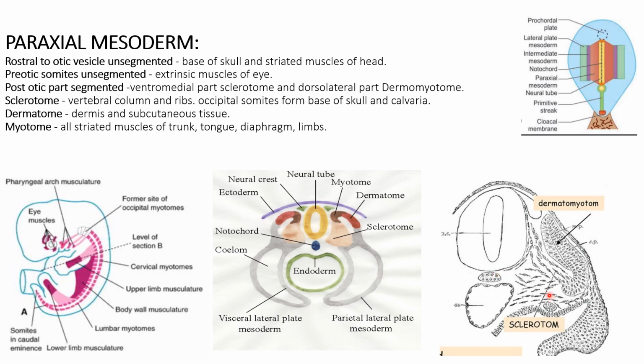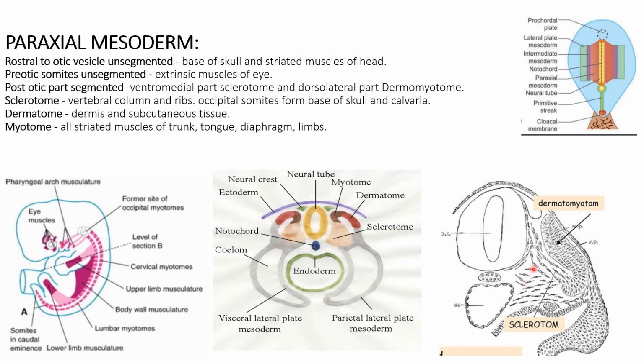Now the cells of the sclerotome will lose their epithelial characters, become polymorphous, and start migrating around the notochord. They will form the primitive or blastemal vertebrae. The sclerotome will give rise to the vertebral column or the spine and the ribs, and the occipital somites will give rise to the base of the skull and calvaria.